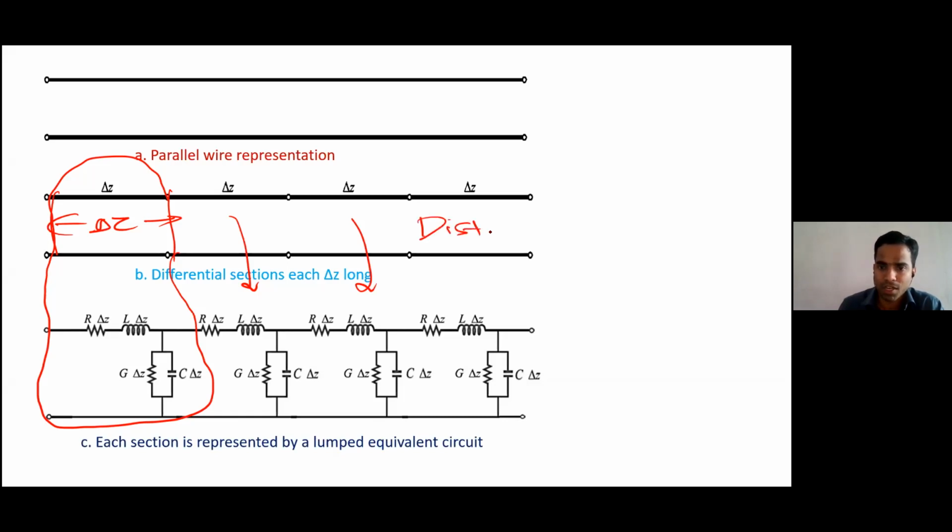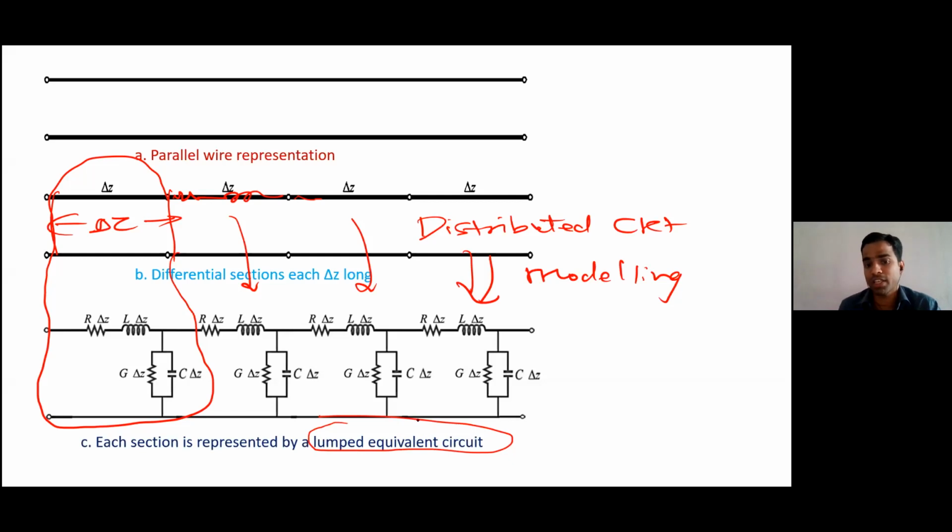So this is our distributed circuit, where the components are distributed. Why? Because anywhere there can be R, there can be L. So they are all distributed, and we are modeling that distributed circuit using a lumped equivalent circuit. So this is a lumped equivalent circuit.